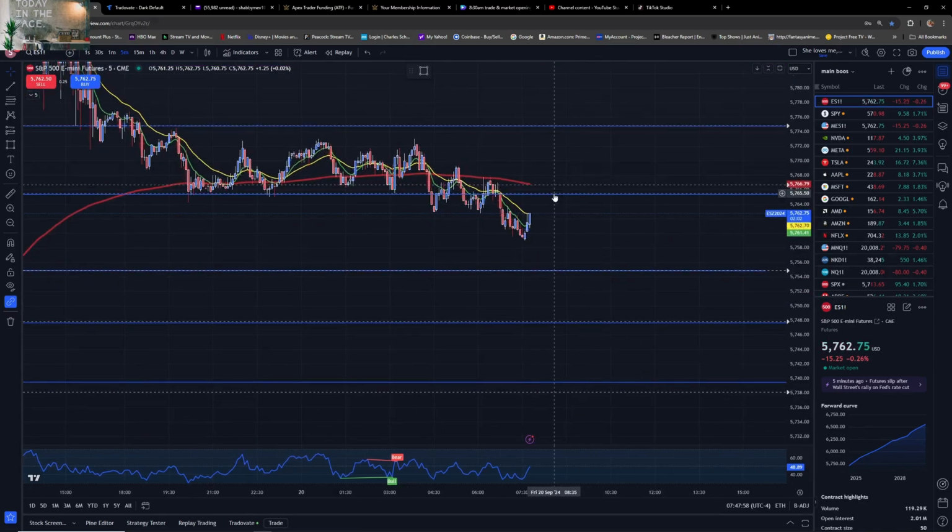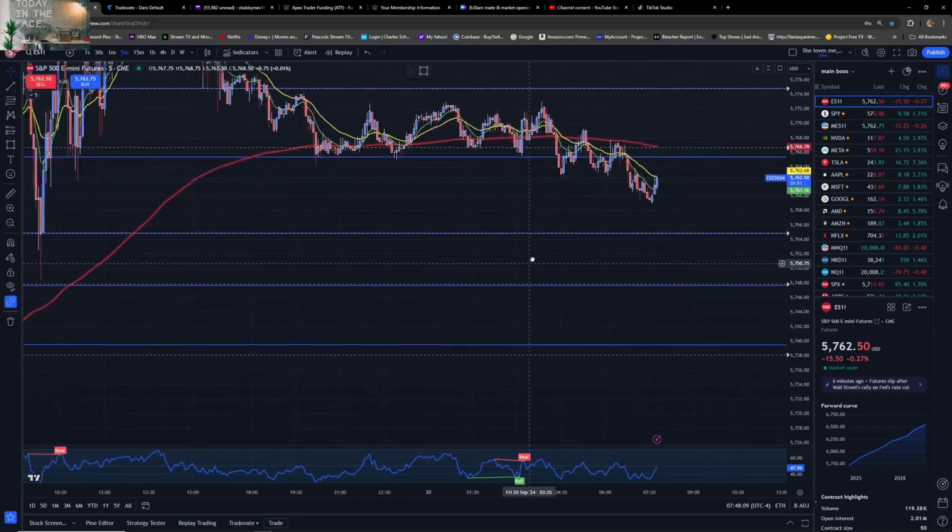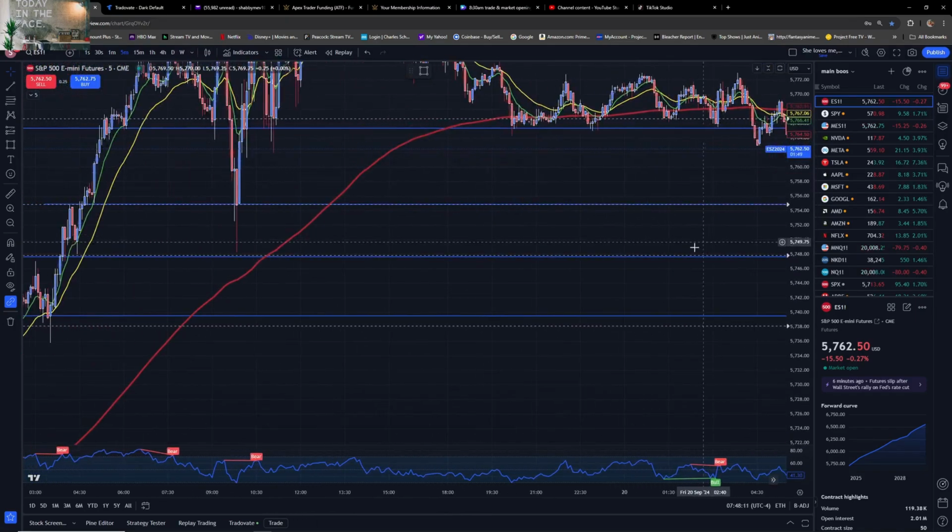We're pushing back towards this area of support right here, trying to break up to the white line that I have there. Don't really need to place a blue line over that white line because this is the main line that we need here. So everything is marked out, guys. That's how you mark out your chart.